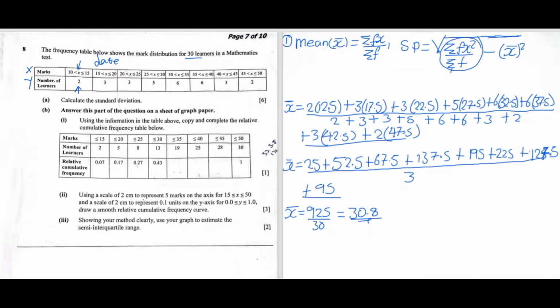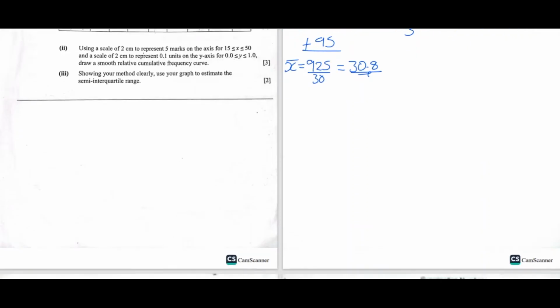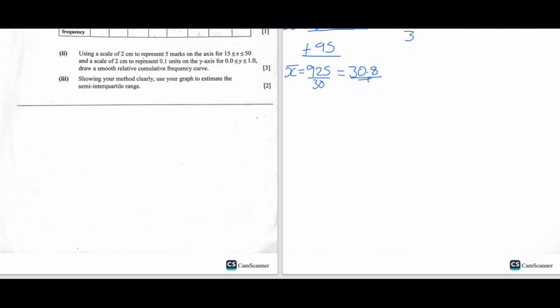Then let's look at this. So this will be the summation of f of x squared over the summation of f is equal to. The only difference this time is we are going to square the midpoint.